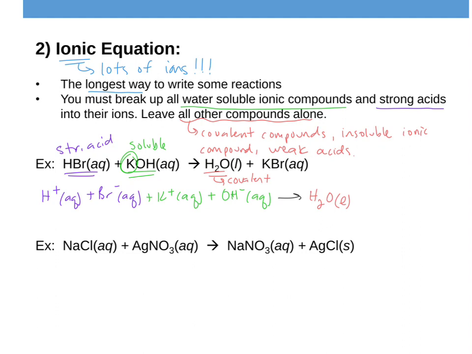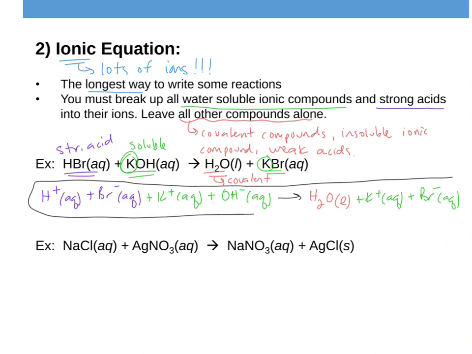And then I look at the last thing here, and I see I have KBr. Again, it has the potassium in it, so I know it's water soluble, so I break that up to K plus and Br minus. So that would make my whole ionic equation. If I wanted to convert this into the ionic equation, that's this whole thing right here. Everything breaks up into its ions except for water, because water is the only molecule there. That's the idea.